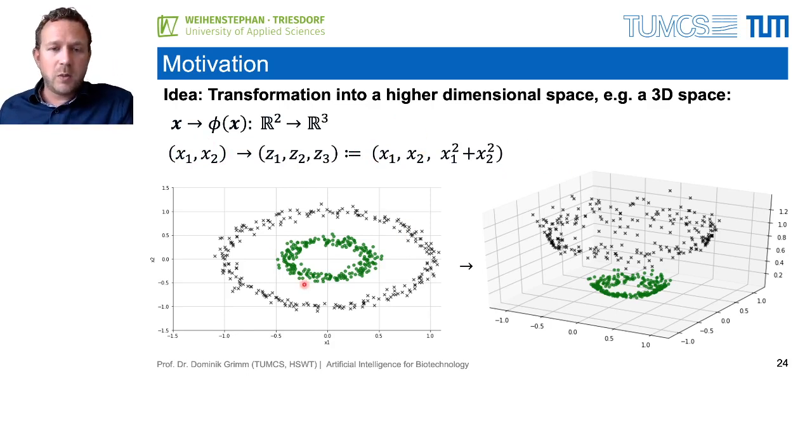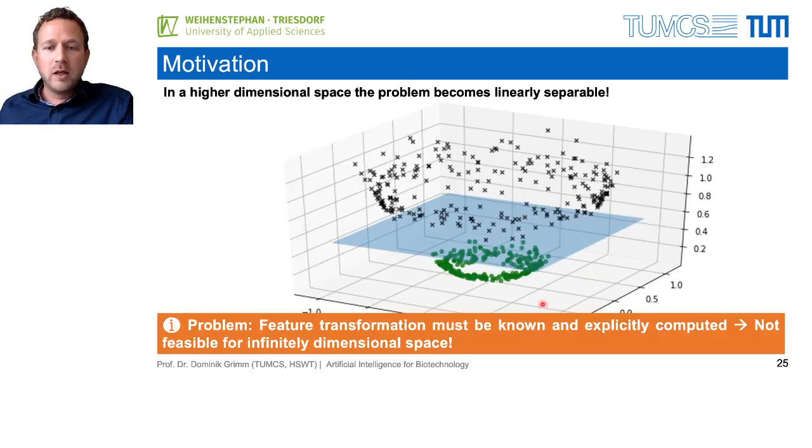In this easy example, we found this by just trial and error, for example. But we have to really know and explicitly compute it. And the problem is that this is not feasible for infinitely dimensional spaces. So sometimes we are not able to explicitly compute this feature transformation. And that might be a problem.